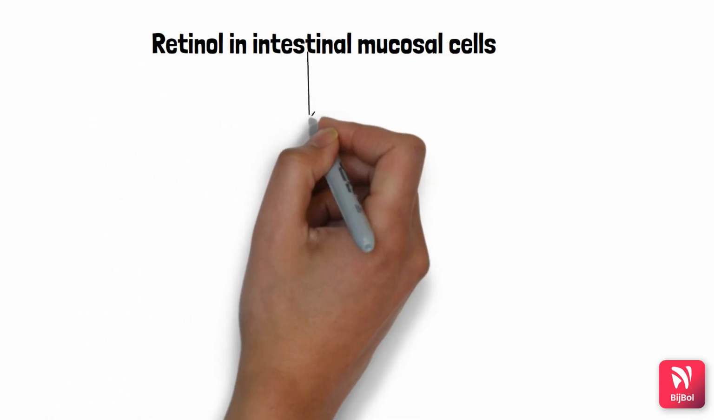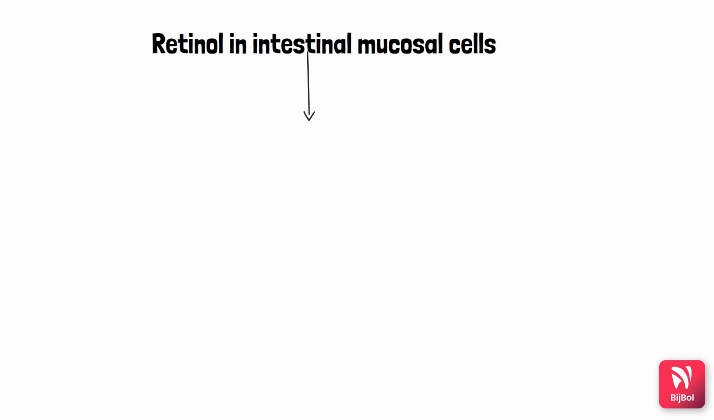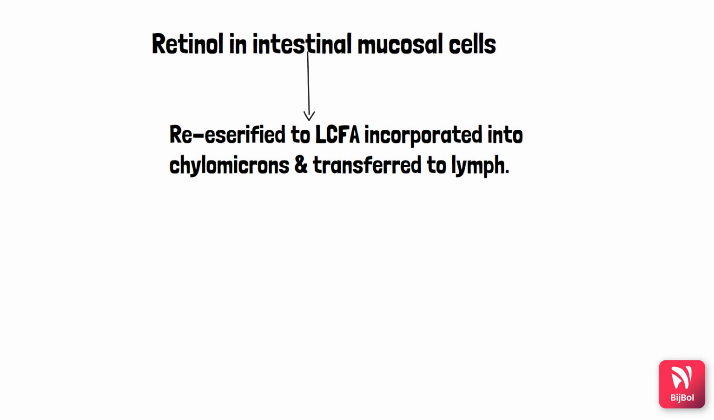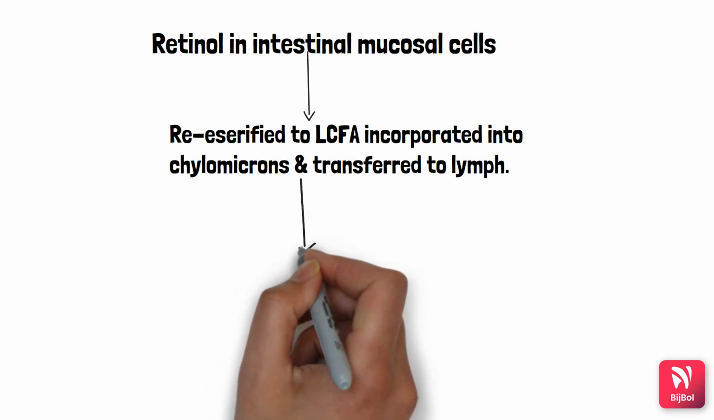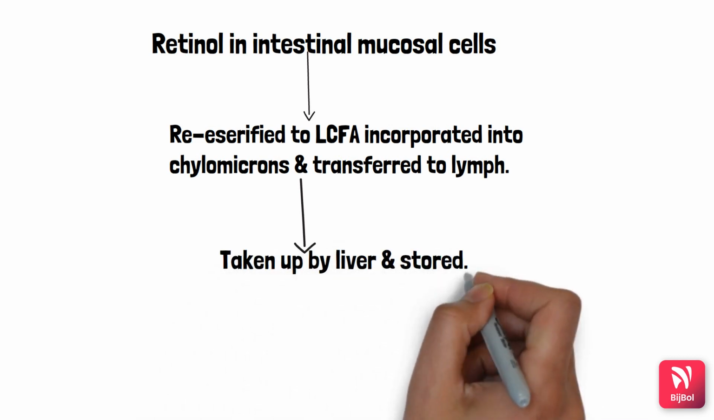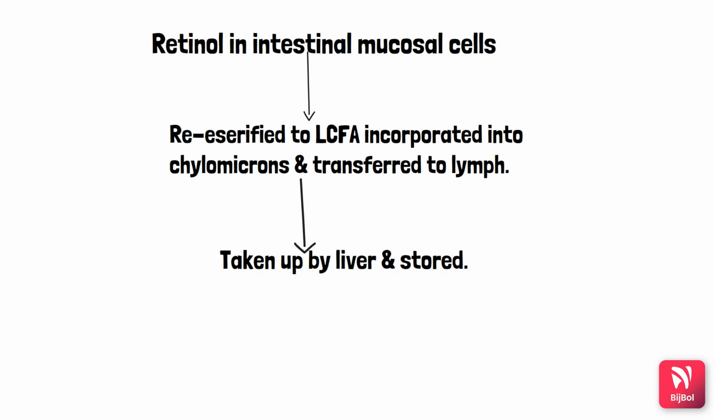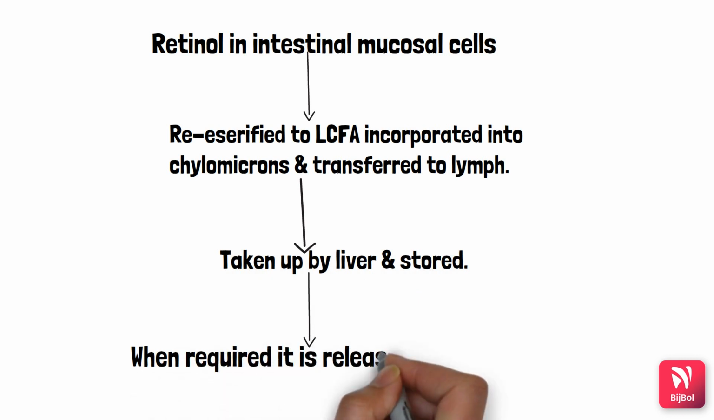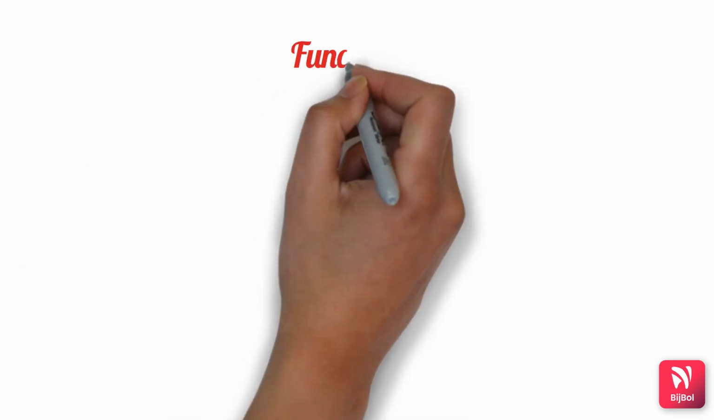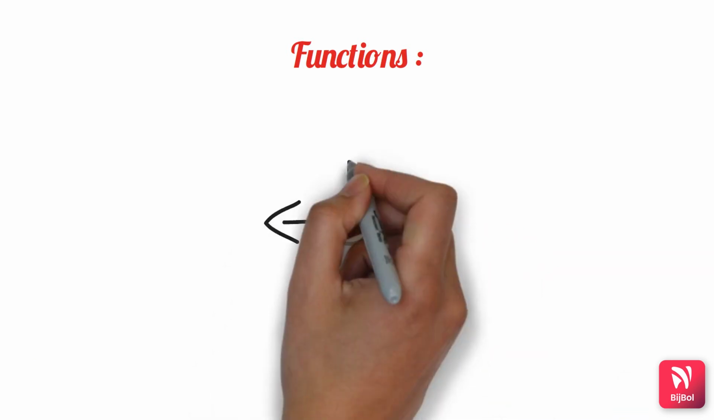So what happens to this retinol? This retinol in the intestinal mucosal cells is again re-esterified to the long chain fatty acids and incorporated into the chylomicrons, and this is transferred to the lymph. So through the lymph, this activated form of vitamin A, that is called retinol, is taken to the organs such as liver, and this is stored in the liver. So when it is not being used, this vitamin is stored in the liver. But in case when it's required, it is released into the blood as free retinol, and it is reused for the necessary actions.